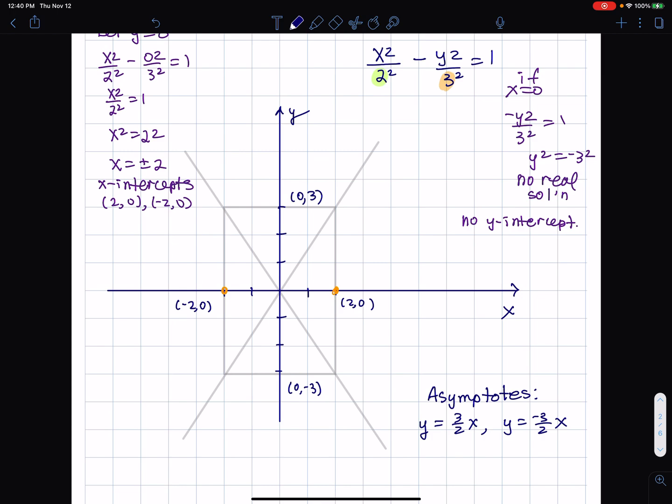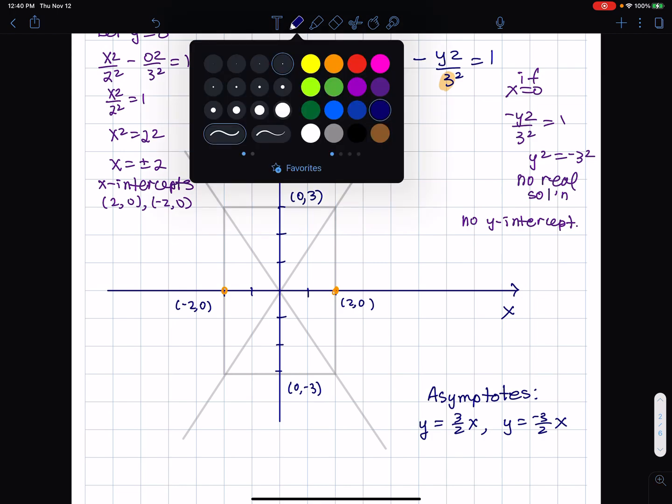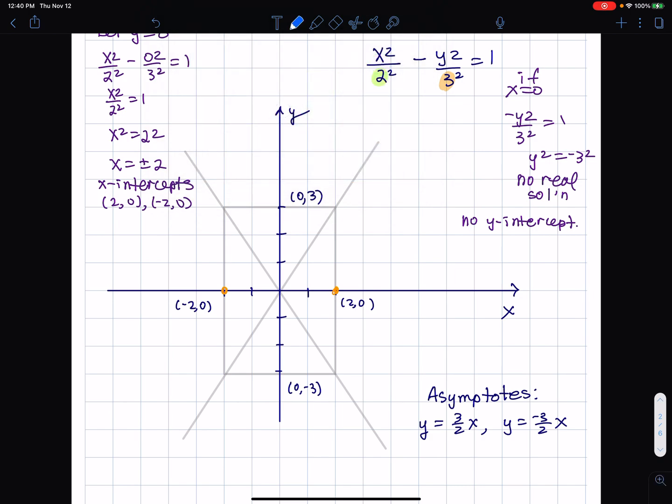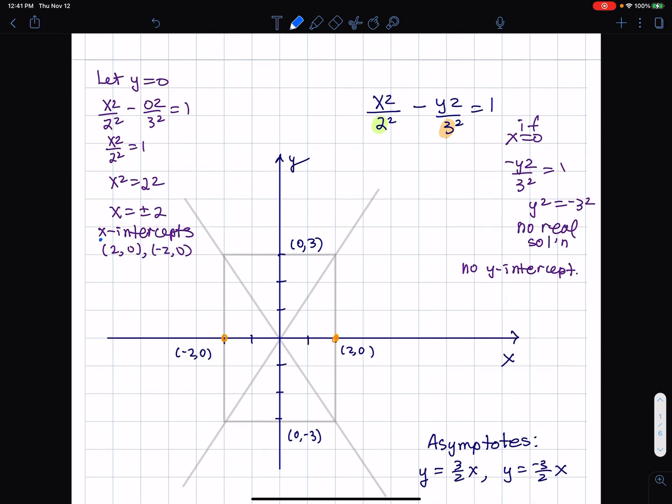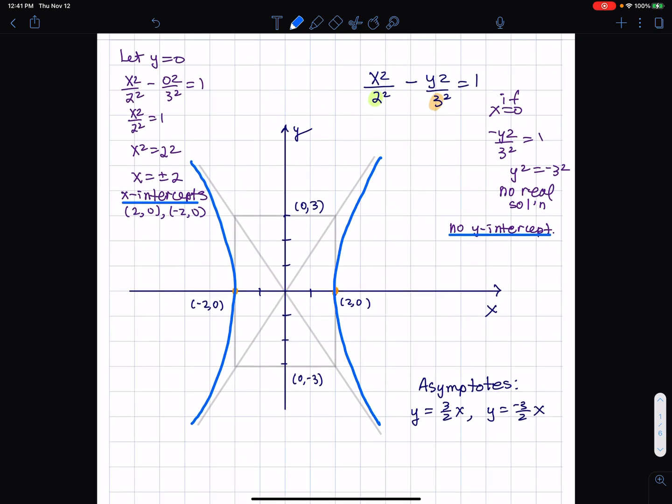Now, it depends on how much your teacher, or whoever, wants a good graph. Now I'm going to color this in. And like I said, I showed the x-intercepts at 2, 0 and negative 2, 0, but the graph looks like this. How would you know this? Well, you would plot more points and do a bunch of theory and spend a bunch of time on hyperbolas. I'm telling you, this is what it looks like. It follows because of that box we drew and those asymptotes. That's how it looks.